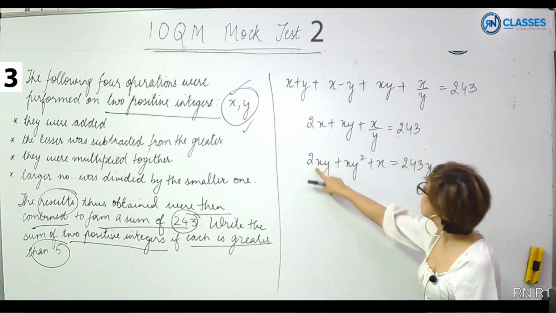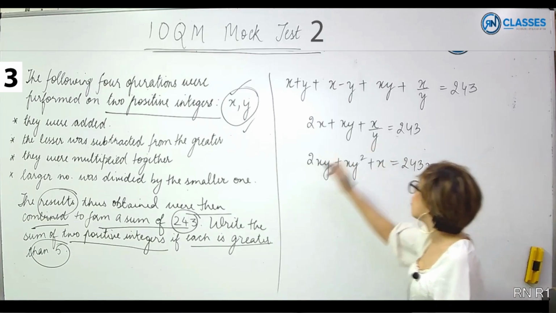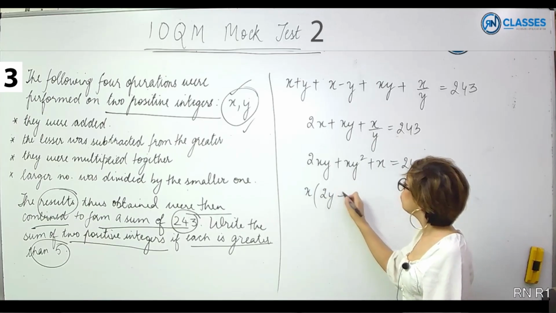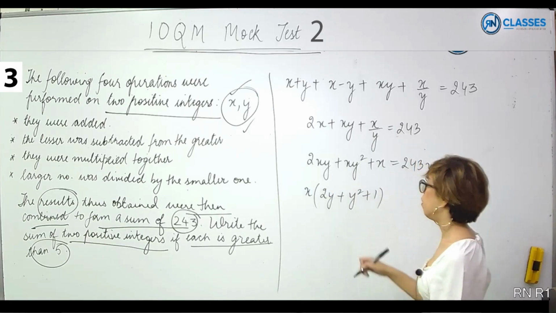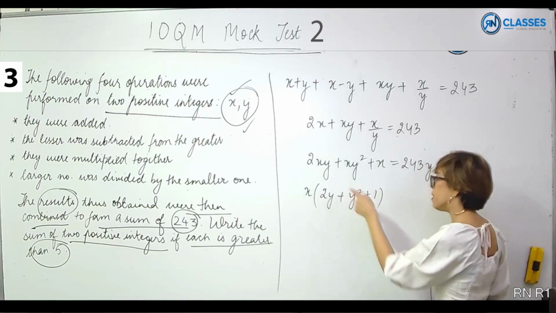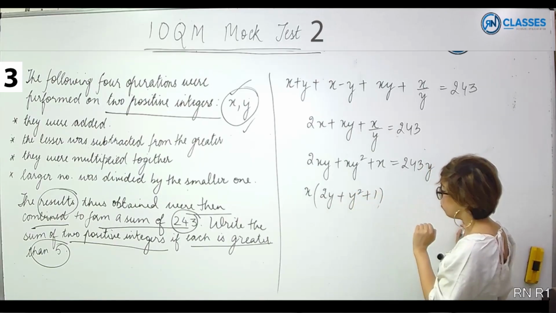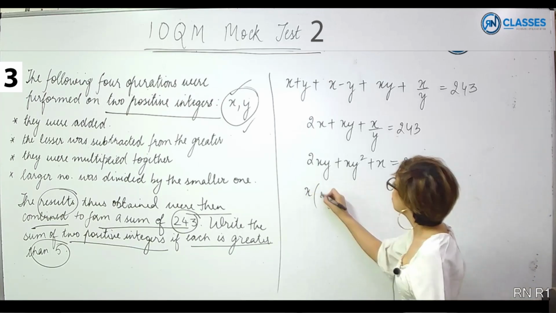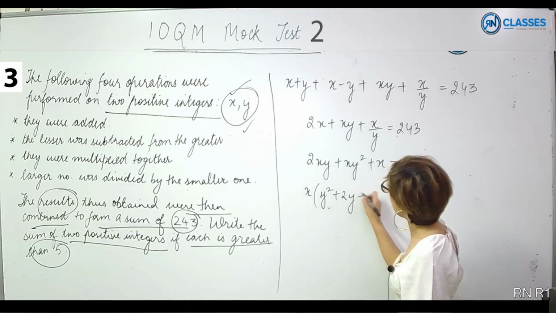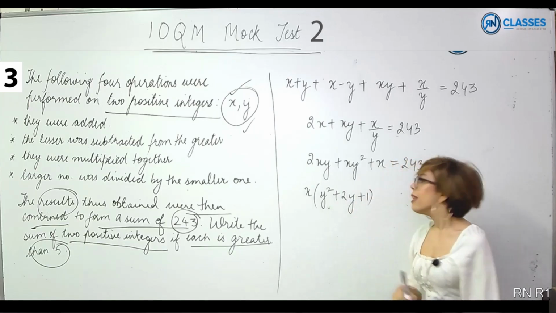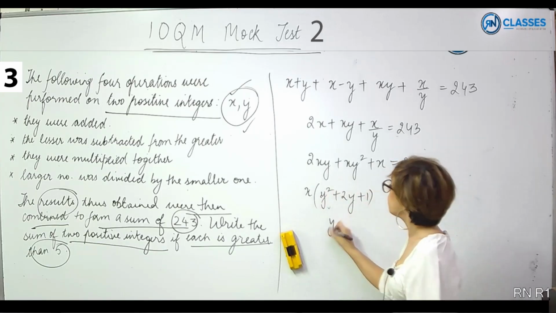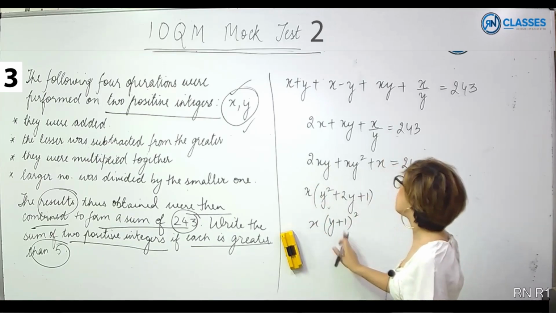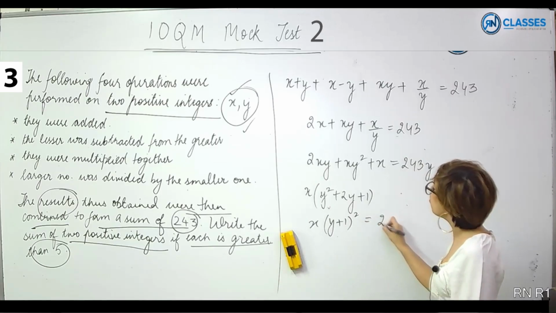Now I can see x is here, x is here, x is here. Let me take x common. Let's see what happens. X common, I'll be left with 2y plus y square plus 1. Wait a second, I'm left with 2y plus y square plus 1. This is a very nice term. Okay, let me rearrange it. Let me write y square plus 2y plus 1. A very nice term. This is nothing but y plus 1 whole square. Right? So left hand side is nothing but x into y plus 1 whole square is equal to 243y.